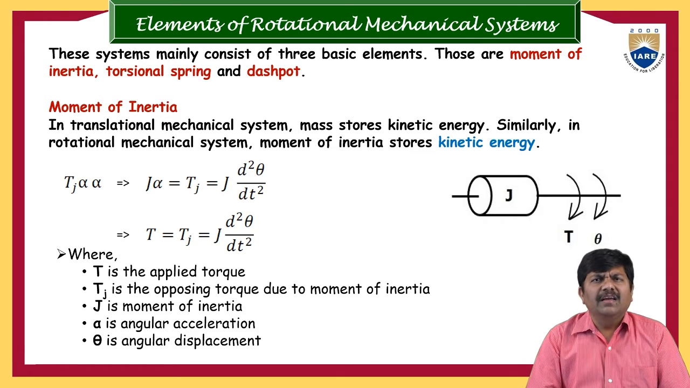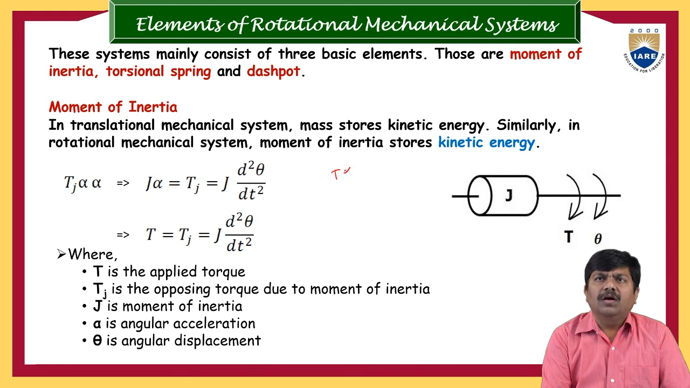So this is just like F is equal to m a type here. Now here torque is directly proportional to acceleration, which means angular acceleration. So torque is directly proportional to alpha. If we remove the proportionality constant, it will be J into alpha.